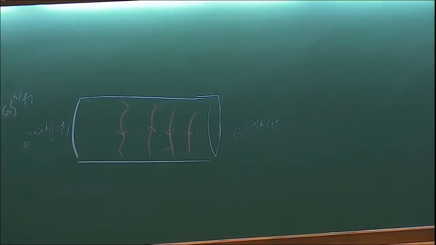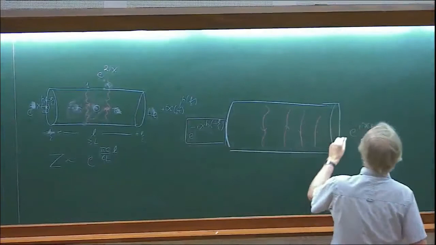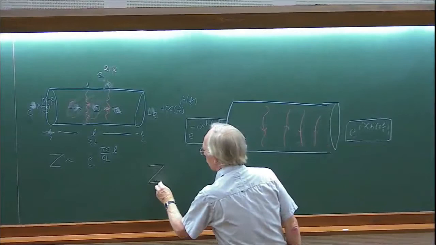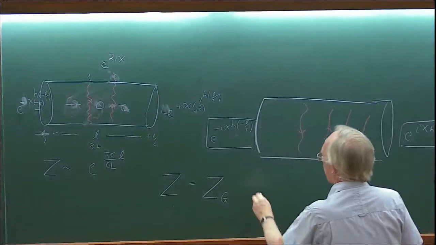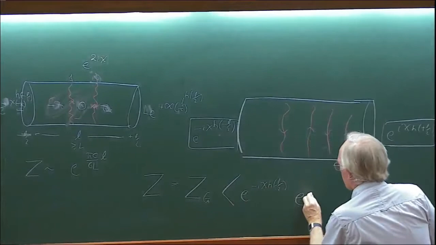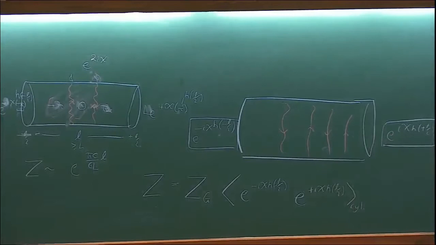Okay, so I can compensate for the fact that the loops going around the cylinder aren't counted right by inserting these electric operators at the ends of the cylinder. Okay. So actually, the partition function that I'm interested in is going to be the partition function for the Gaussian model times the expectation value of e to the minus i chi h of minus l over 2, h tilde. These are all h tildes, but that doesn't matter. Times e to the i chi h of l over 2 on the cylinder. Okay. And this is evaluated also in the Gaussian model.